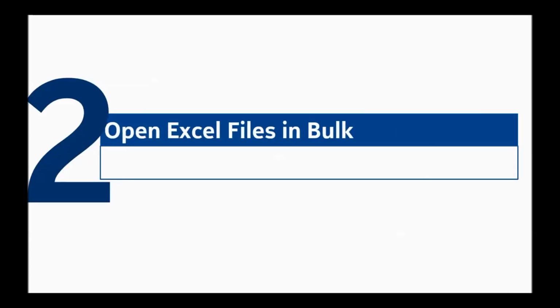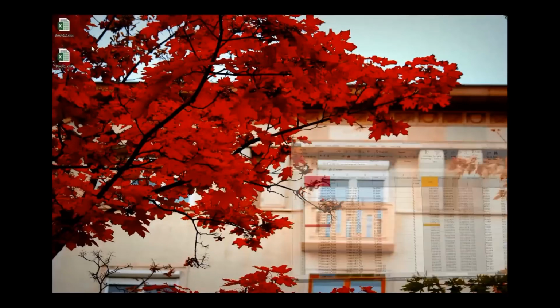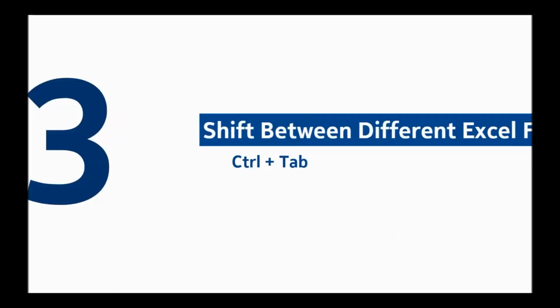Open Excel files in bulk. Yes, if you have a lot of files you want to open, it's very easy. Just go to the desktop or the place where you've saved them, select all of them together like this, and just press Enter. Select and enter. The moment you press Enter, all of the files will open and you can see up on the bar the names. So yes, all of them are open now.